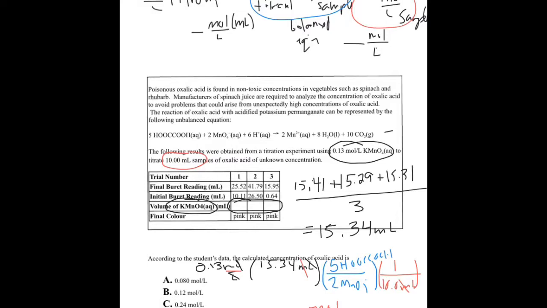So I do that calculation of 0.13 times 15.34 times 5 divided by 2. So anything on the bottom is division, anything on the top is multiplication. And then divided by 10 gives me 0.49855, and then to 2 sig figs, that would be 0.50 moles per liter.